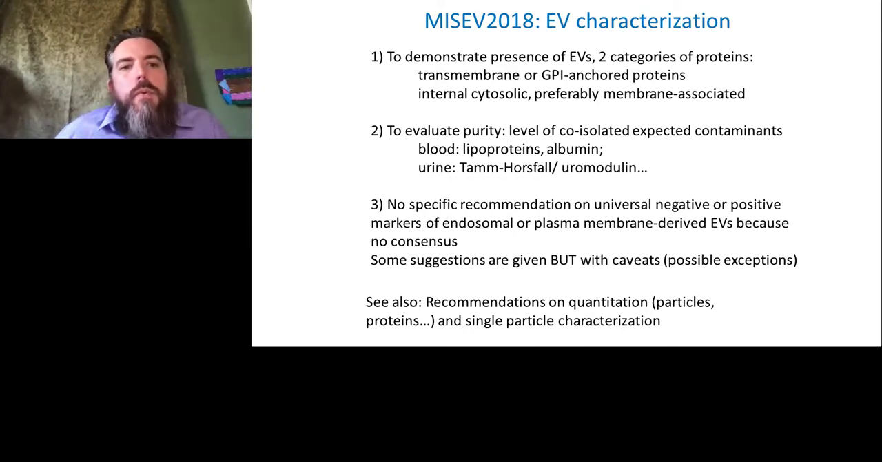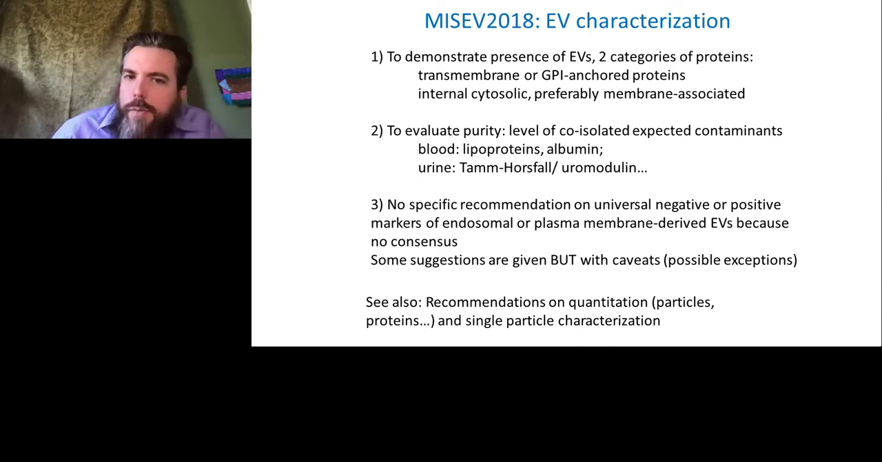And what we want to do to show each other that we have an EV preparation is, first of all, to demonstrate the presence of EVs. And we can do this by showing transmembrane proteins or membrane-associated proteins. But we don't want just membrane fragments, right? We also want to have some of that internal cargo. And so it's also good to show a cytoplasmic protein.